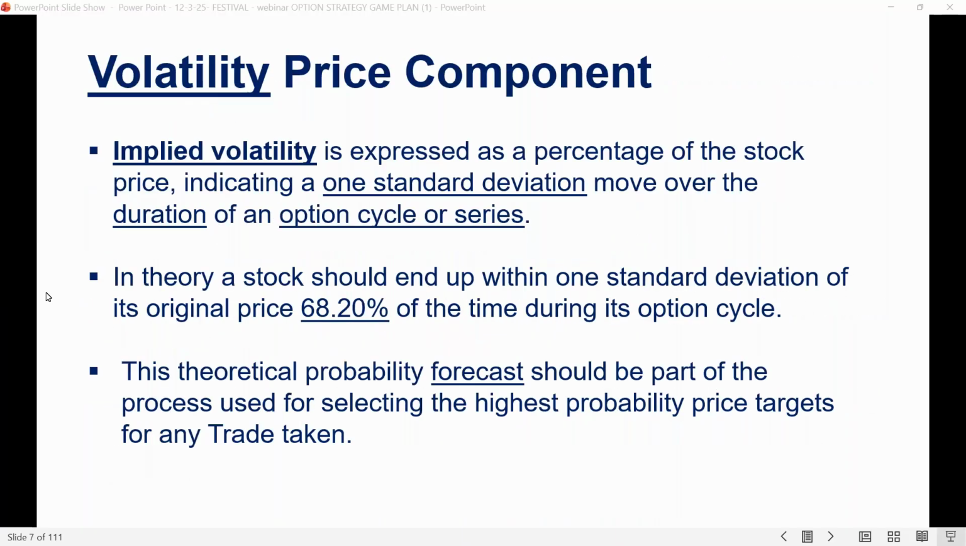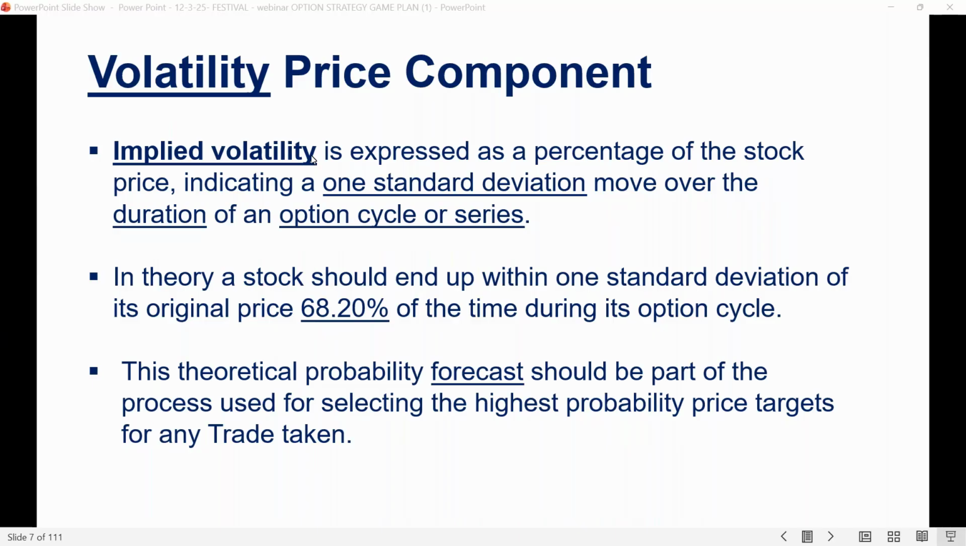The other main component of price is volatility. The implied volatility component is expressed as a percentage of your stock price, indicating basically a 1 standard deviation move over the current duration of your option cycle. In theory, a stock should end up within a 1 standard deviation range of its original price about 68.2% of the time during the option cycle. This is theoretical, but it's part of what you should know to start out any option trade.